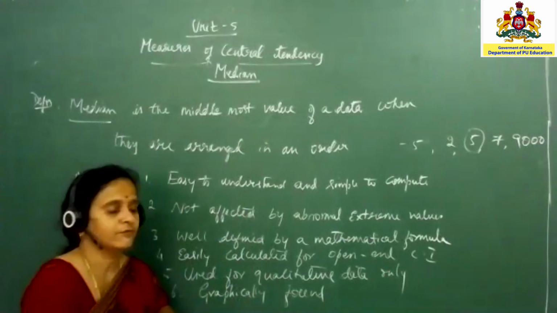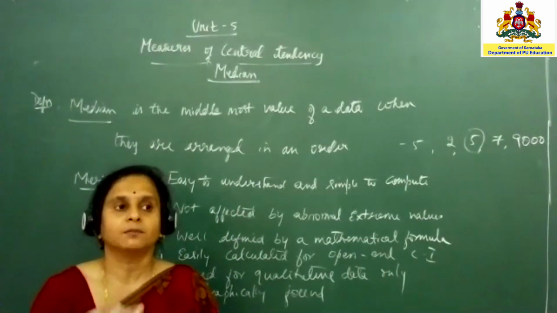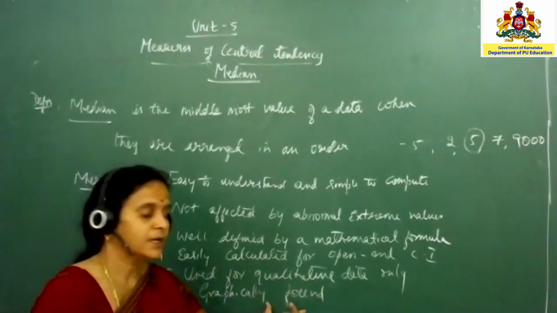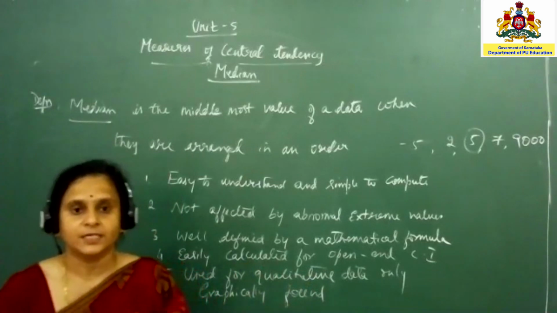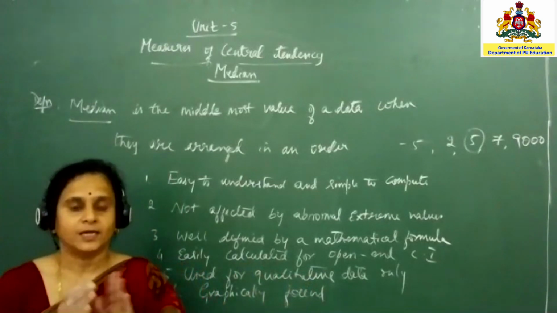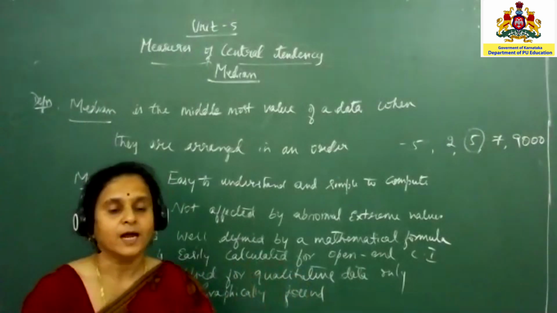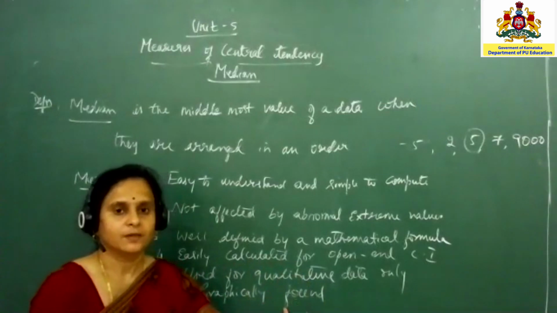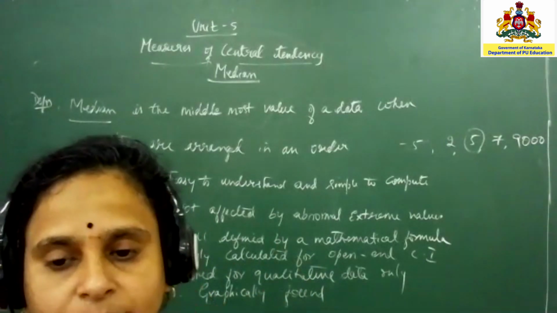One more: it can be graphically found. If you go back, the arithmetic mean cannot be found graphically. Here, median can be found graphically with the help of cumulative frequency curves, which you are going to study in the graphical and diagrammatic methods. With the help of that cumulative frequency curve, we can find the median. These are some of the merits of median.